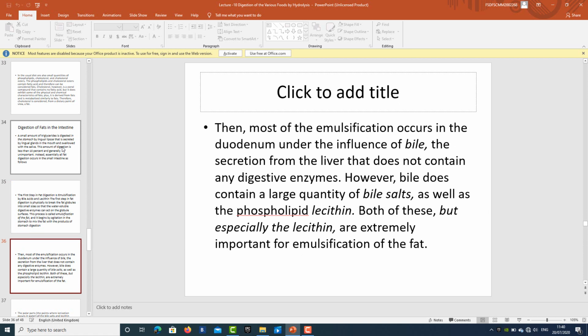Then most of the emulsification occurs in the duodenum under the influence of bile, the secretion from the liver that does not contain any digestive enzymes. However, bile does contain a large quantity of bile salts as well as the phospholipid lecithin. Both of these, but especially the lecithin, are extremely important for emulsification of fat.